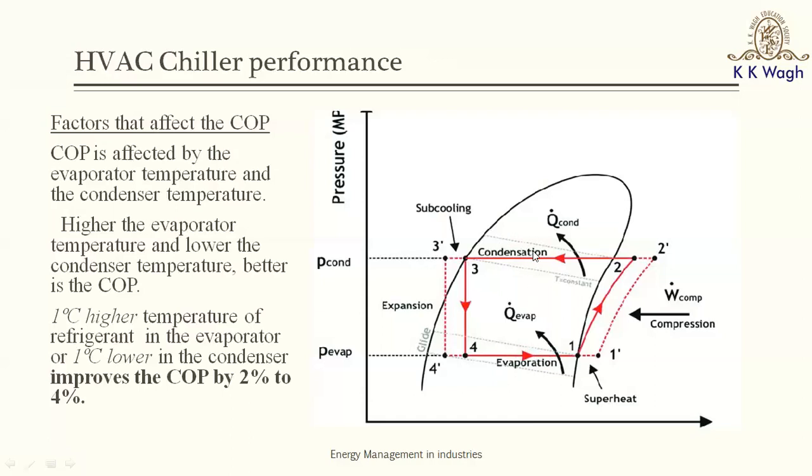And then there is a power-guzzling, electricity-consuming device, namely the compressor, which gives us the compression phenomenon. And then there is a throttling phenomenon in the expansion device. So these are the four basic processes: evaporation, followed by compression, followed by condensation, and then expansion. The coefficient of performance of the chiller is, as I said, the refrigerating effect which you get in the evaporator section upon the power consumption in the compressor.